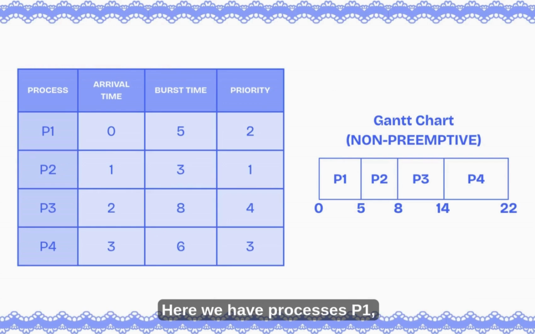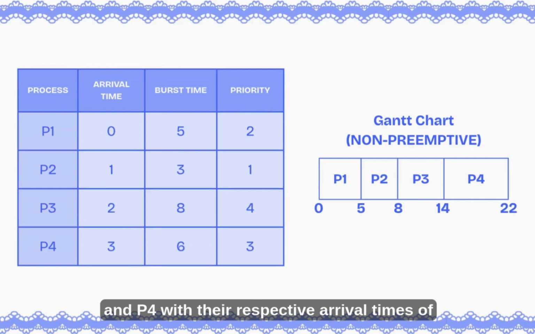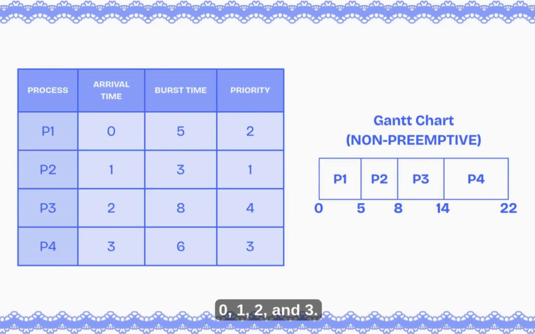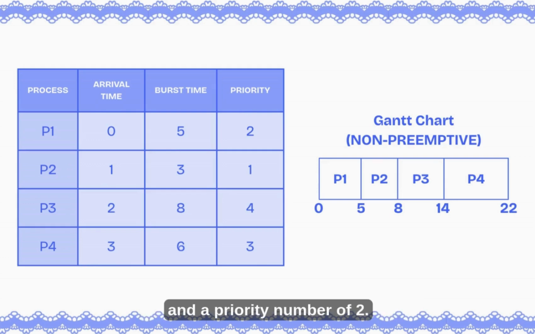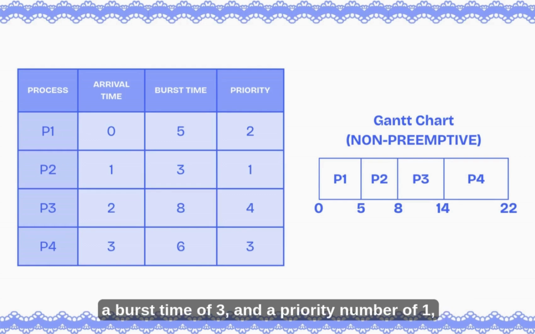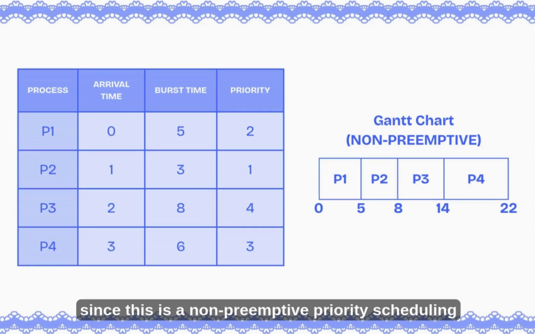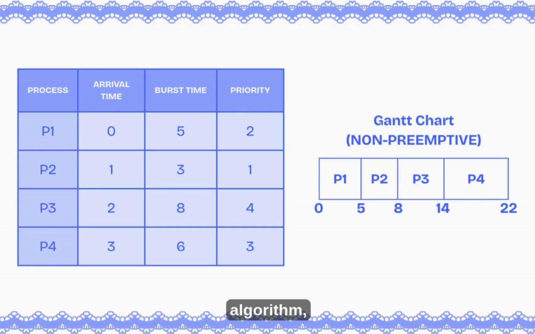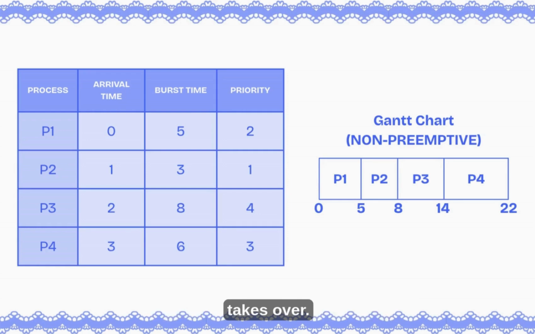Here we have processes P1, P2, P3, and P4 with their respective arrival times of 0, 1, 2, and 3. P1 starts at time 0 with a burst time of 5 and a priority number of 2. And if you take a look at P2 with an arrival time of 1, a burst time of 3, and a priority number of 1, we can see that P2 has a higher priority than P1. However, since this is a non-preemptive priority scheduling algorithm, P1 will run until completion before P2 takes over.